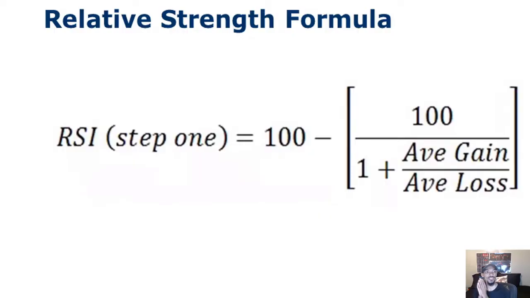Okay, so this is just the formula if you were just curious. The formula is 100 minus 100 all over 1 plus the average gains over the average loss. Just in case you were curious, this is the formula.